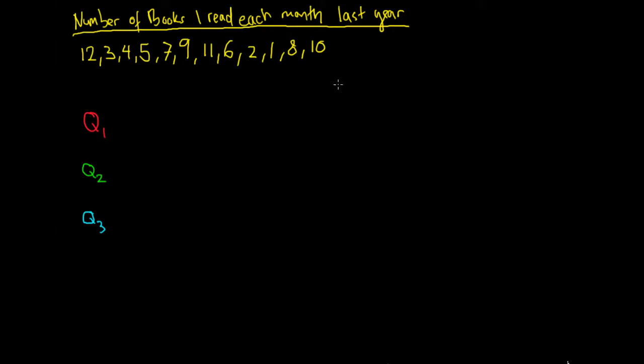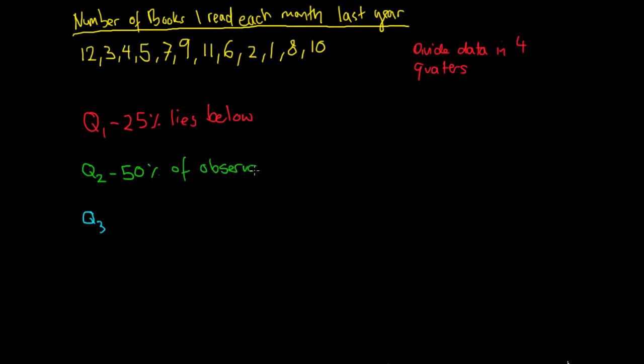And what this says is that if we were to divide the data evenly into 4, so into 4 quarters, these quartiles tell us what percentage of data lie below that given quartile. So for quartile 1, 25% of observations lies below quartile 1. For quartile 2, 50% of observations lie below. And for quartile 3, we have 75% of observations lie below the third quartile value.